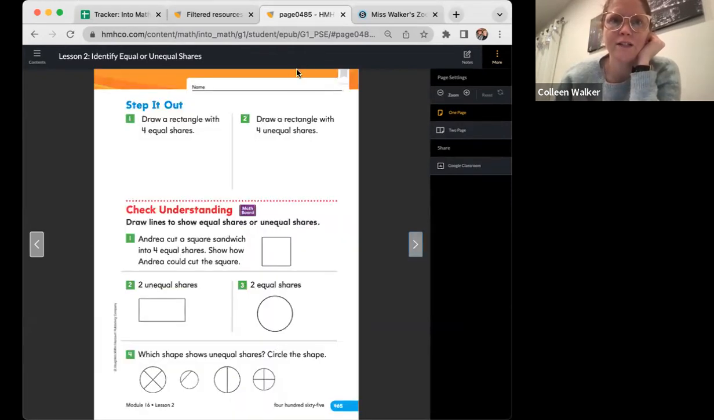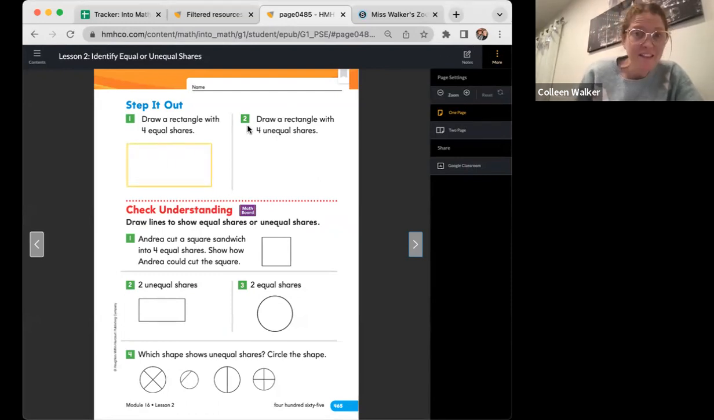All right, friends. Number 1 says draw a rectangle with 4 equal squares. So let's go ahead and draw a rectangle. Here's our rectangle. Oops, how did it become yellow? I did that. And then let's separate it into 4 equal parts. You guys do that with me? So we're going to cut it in half.